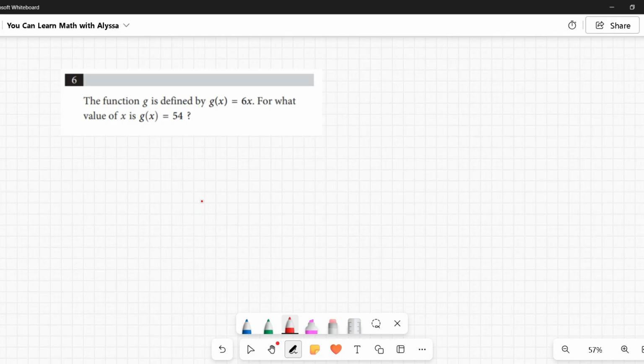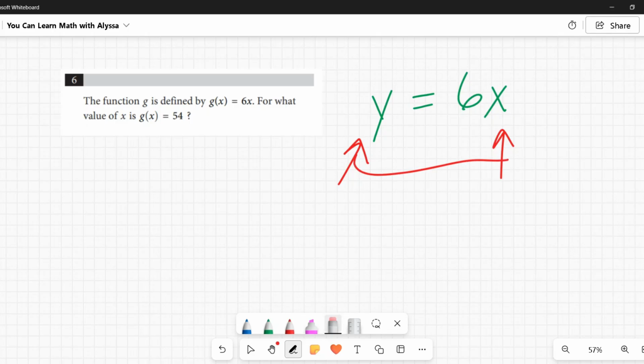Number 6. The function g is defined by g of x equals 6x. For what value of x is g of x 54? Functions are about inputs and outputs. When we start graphing, when we start things like, say, y equals 6x, they're equal in the sense that I can plug in y and solve for x, and I can plug in x and solve for y. Now, while we can also solve for both variables in a function, the flow of it is different.